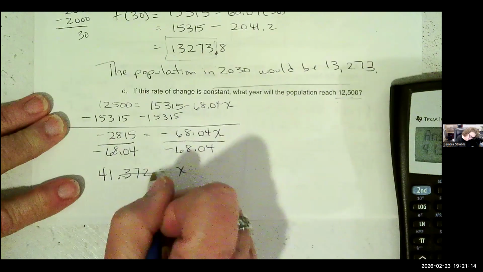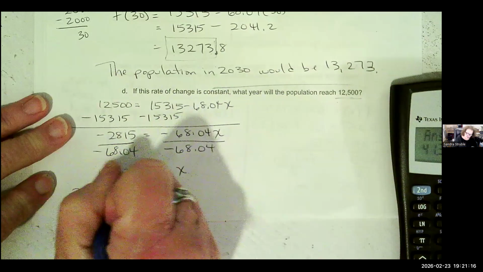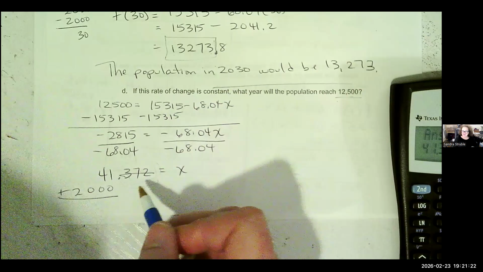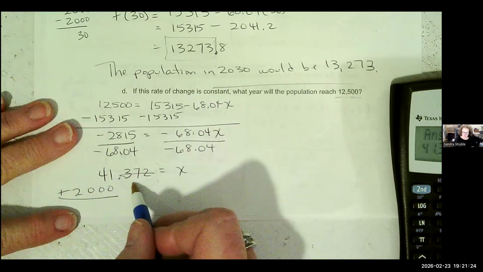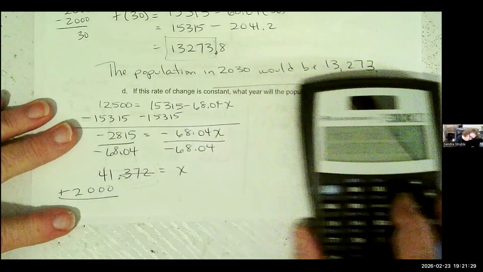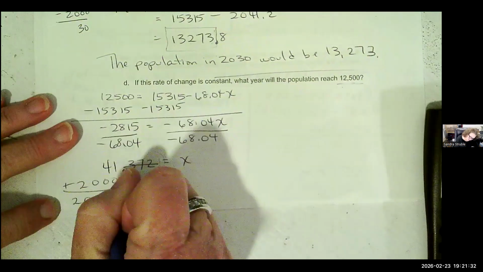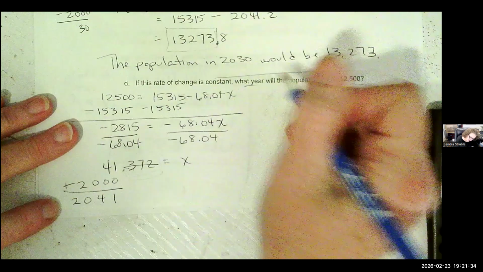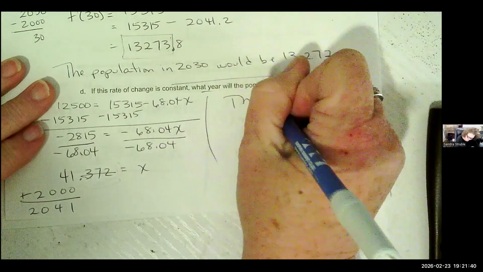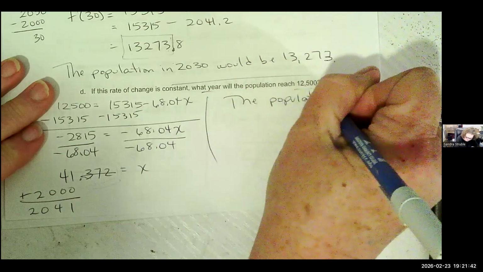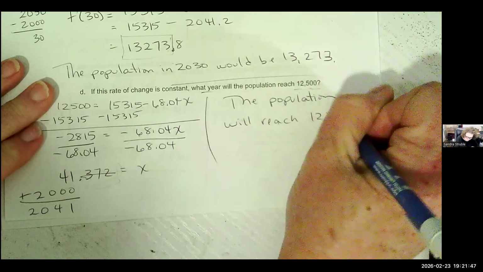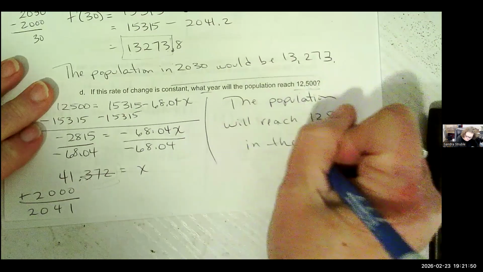Now, once we get through unit conversion, we can talk about this and break it down into finding out the exact month, day, all the way down to the second if we wanted to take this entire decimal and find out all the way down to the second of when it hits that population. But I just asked the year. So the population will reach 12,500 in the year 2041.